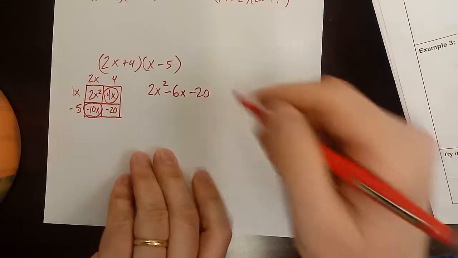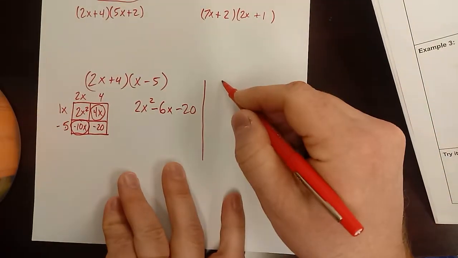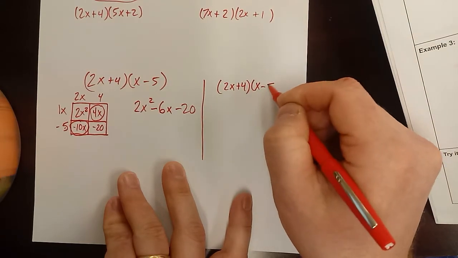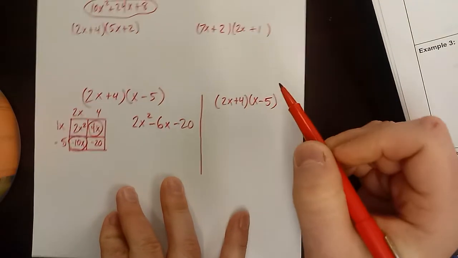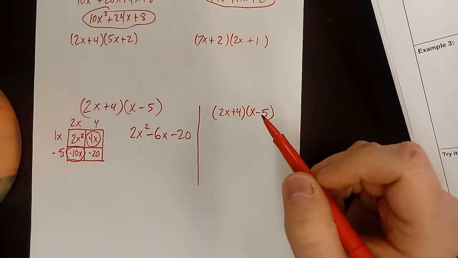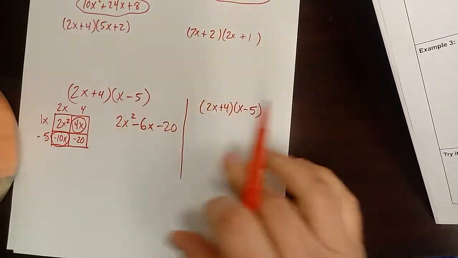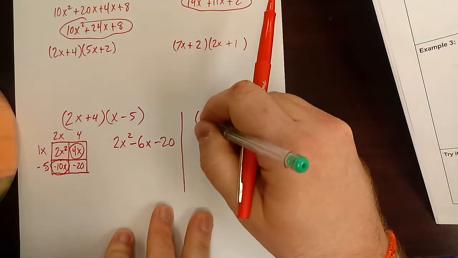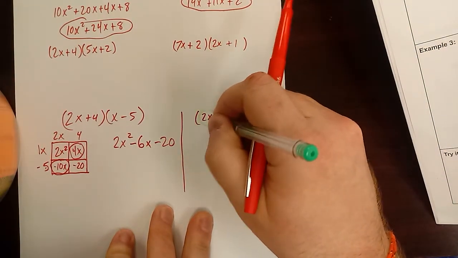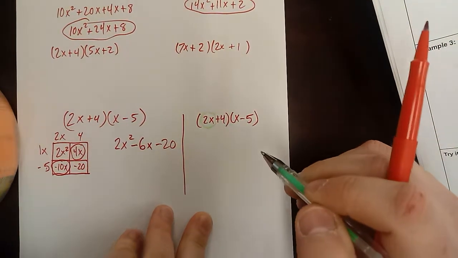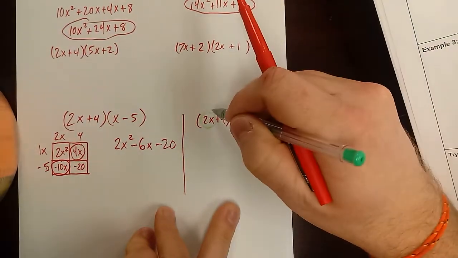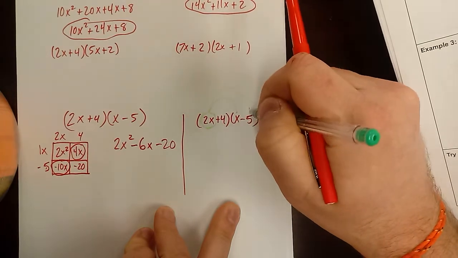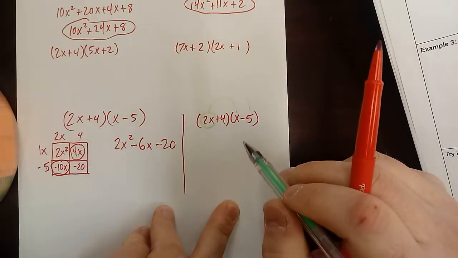Here is the other kind of more traditional way that people look at this exercise. What they'll do is use the distributive property, which is all we're doing here. It's just a different way to organize it. And so they'll take the 2x and they'll distribute it to each term in the other parentheses.